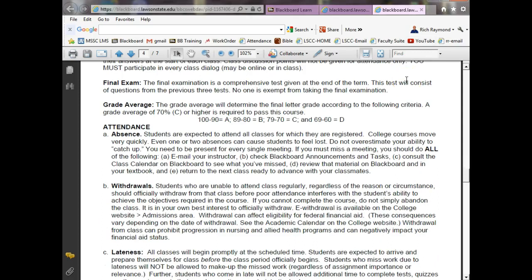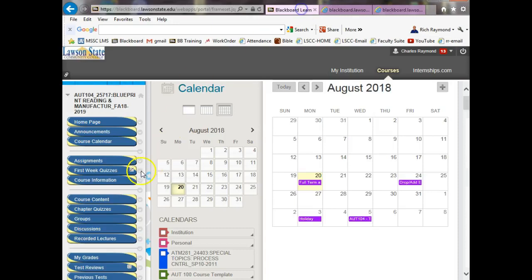Another problem we have, this is for both classes, withdrawal. I have this about every semester where a student will just stop coming. And then they expect me to drop them from the class. If you stop coming, that is not withdrawing from the class. If you stop, it's your responsibility to withdraw from the class. Everybody understand that? And it's right here on the side. Now they put it over here on the side.